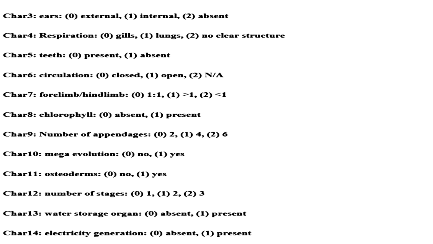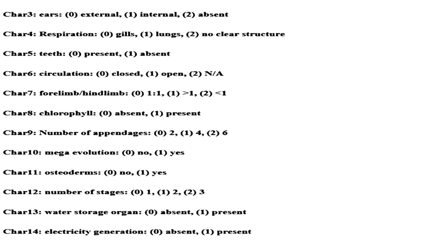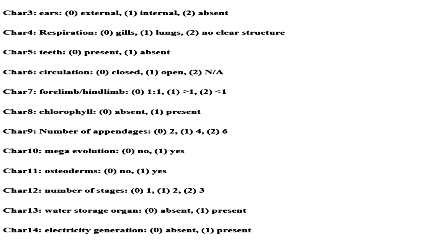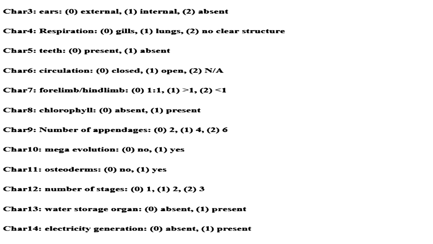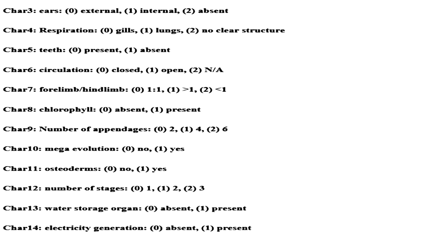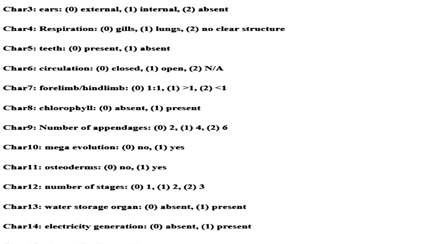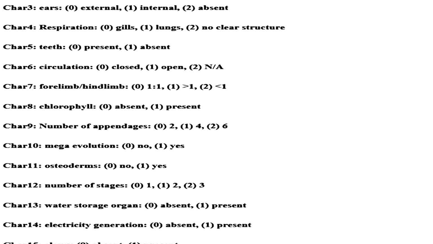Osteoderms, which are little pieces of bone inside the skin used for defense, can either be present or absent. Number of evolutionary stages. You can either be a single stage, such as Illumise. You can be 2-stage, such as Swellow, because it has 1 pre-evolution in Taillow. Or it can have 3 stages, such as Venusaur, which has Bulbasaur, Ivysaur, and Venusaur as the final. The presence of a water storage organ for using things like water attacks outside of water.